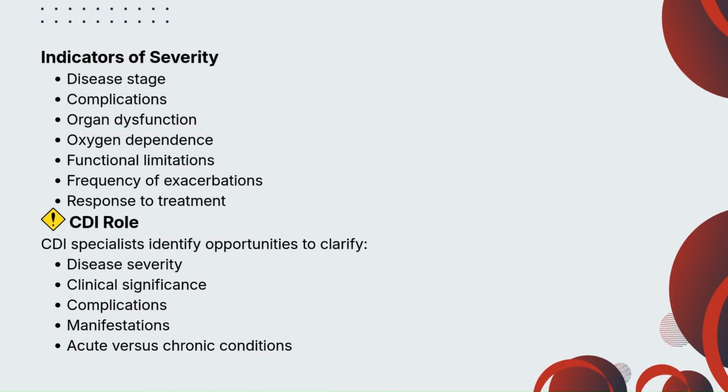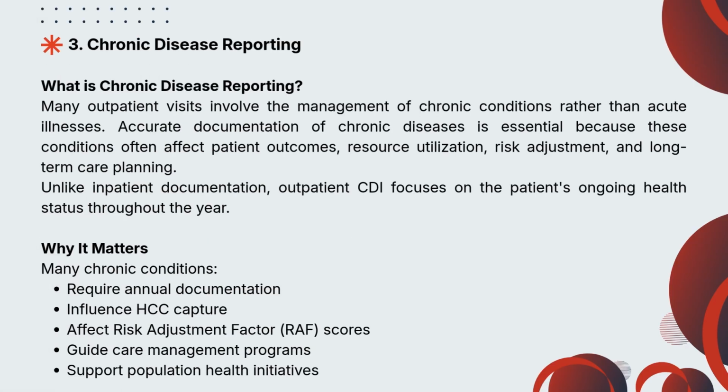Indicators of severity: disease stage, complications, organ dysfunction, oxygen dependence, functional limitations, frequency of exacerbation, response to treatment. CDI role. CDI specialists identify opportunities to clarify disease severity, clinical significance, complications, manifestations, acute versus chronic conditions. 3. Chronic disease reporting. What is chronic disease reporting?